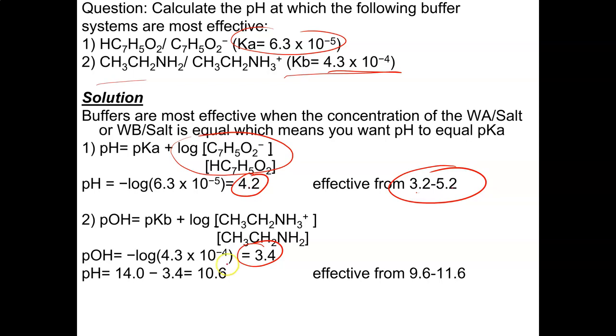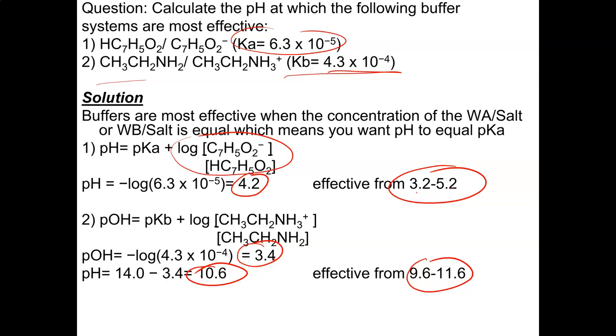And most students will sit there and write 2.4 to 4.4, because they'll just calculate based on this number without realizing, oh, this is Kb. That's going to give me the pOH, not the pH. So the pOH for this is going to be 3.4. So the pH is this. So the most effective range is between 9.6 and 11.6. That's the most effective range for this buffer.